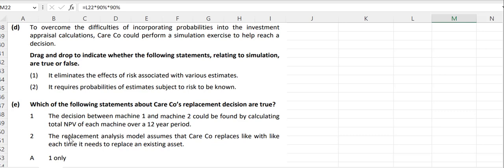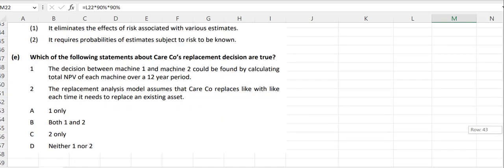So that's true. The replacement analysis model assumes that Care Company replaces like with like each time it needs to replace an existing asset, and that's what we discussed a while ago, that when we are using the equivalent annual cost method and we have to decide the replacement cycle of a machine, we assume that the same type of machine will be replaced every year. So both the statements are true. So which option? Yeah, it's option B. So I hope you have got this.